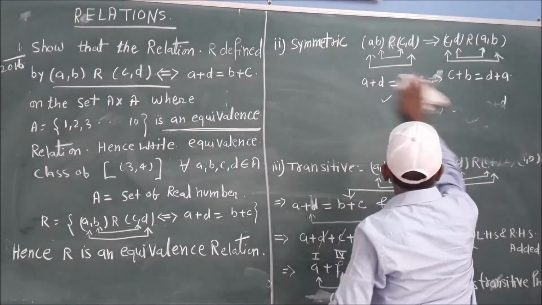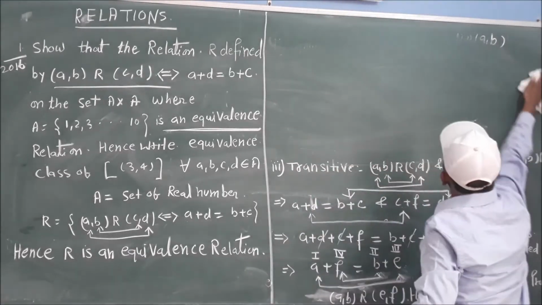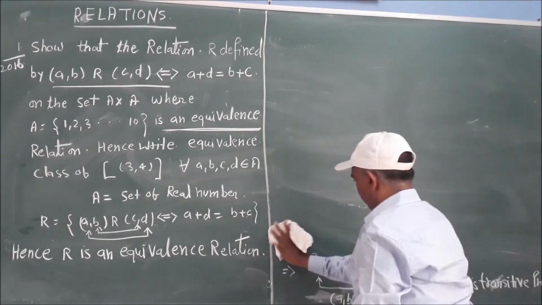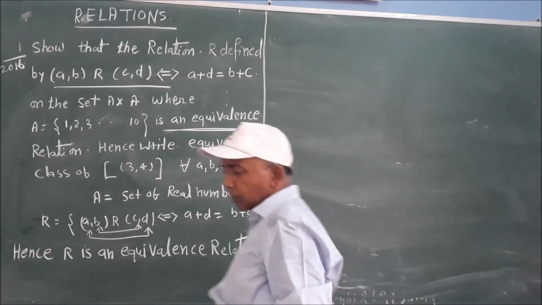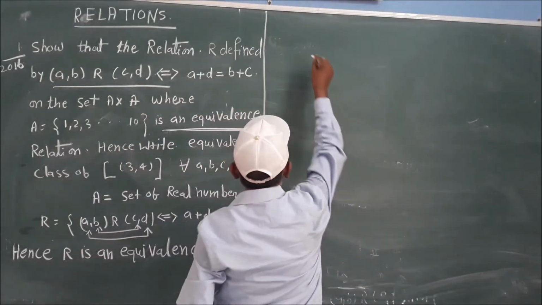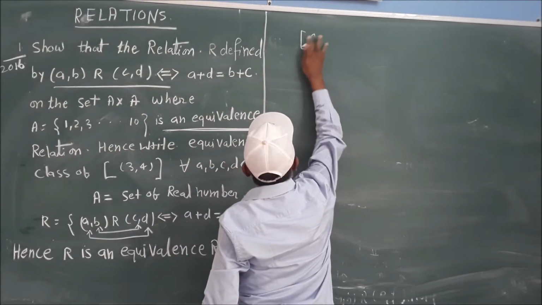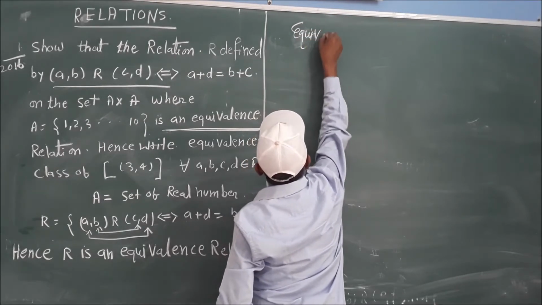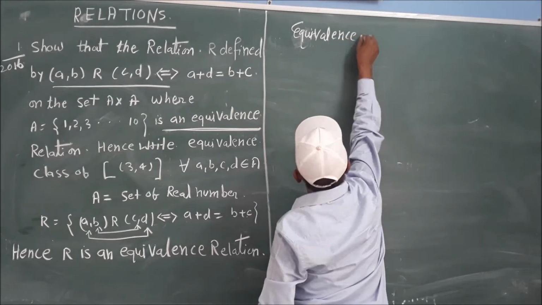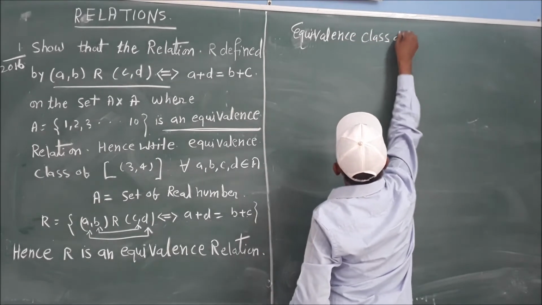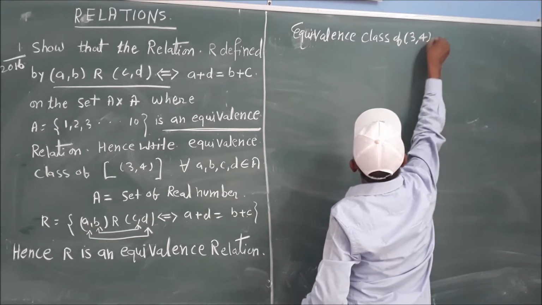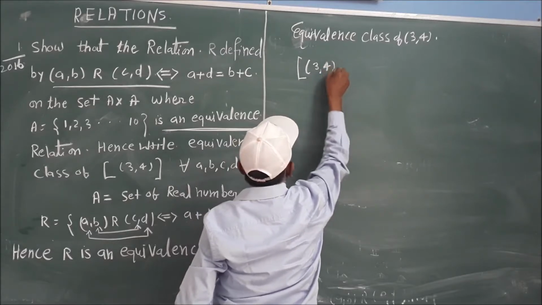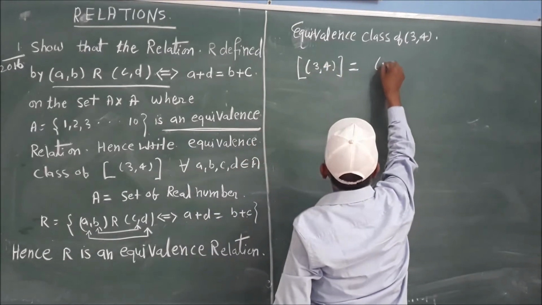What is the equivalence class of 3, 4? Calculate the equivalence class of 3, 4. So now we are going to calculate what is the equivalence class of 3, 4. This can be written as the equivalence class of 3, 4, and this will equal this.